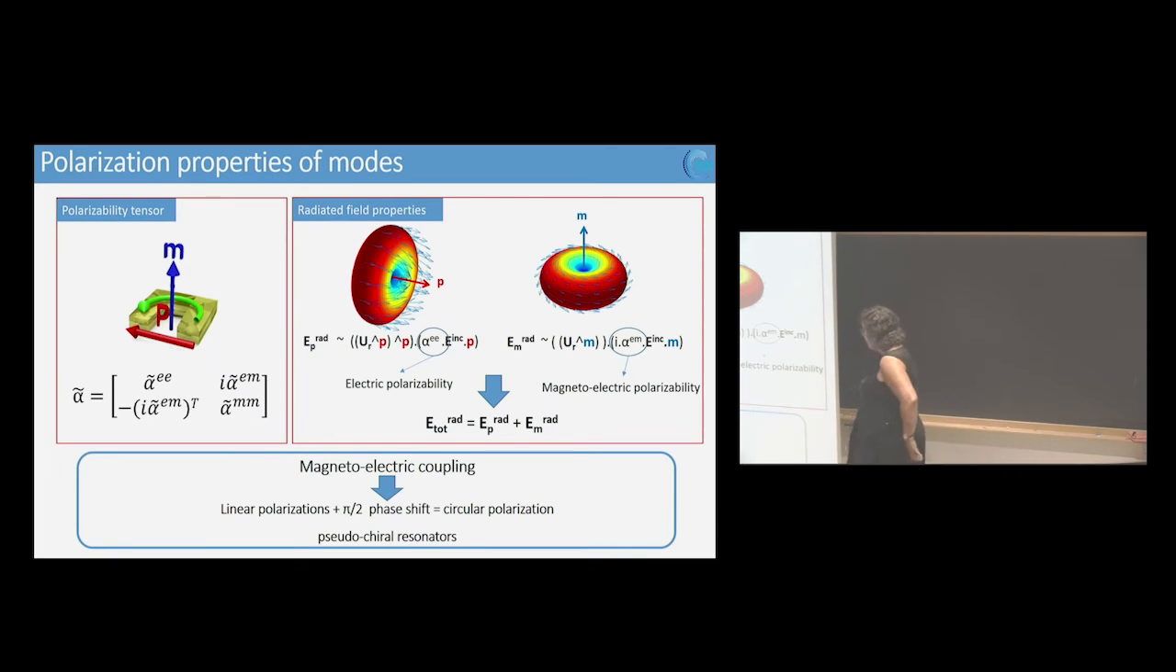So you can add both, and the important thing is to notice that when you scale this, here you have an i, which corresponds to the dephasing of pi over 2 between the two fields. So that means that when you add the two fields, you have a dephasing. So that means I can switch to circular or elliptical polarization depending on the value of the modulus. So this is what we want to exploit.